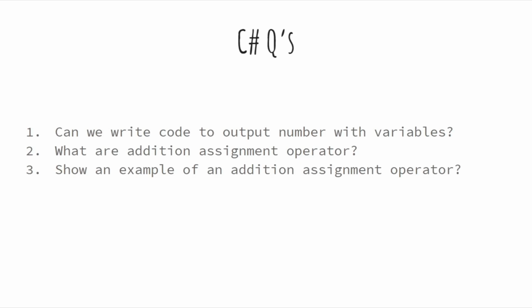So here are the C# questions. For number 1, can we write code to output a number of variables? Number 2, what is an addition assignment operator? And number 3, show an example of an addition assignment operator. I'll give you a few seconds.